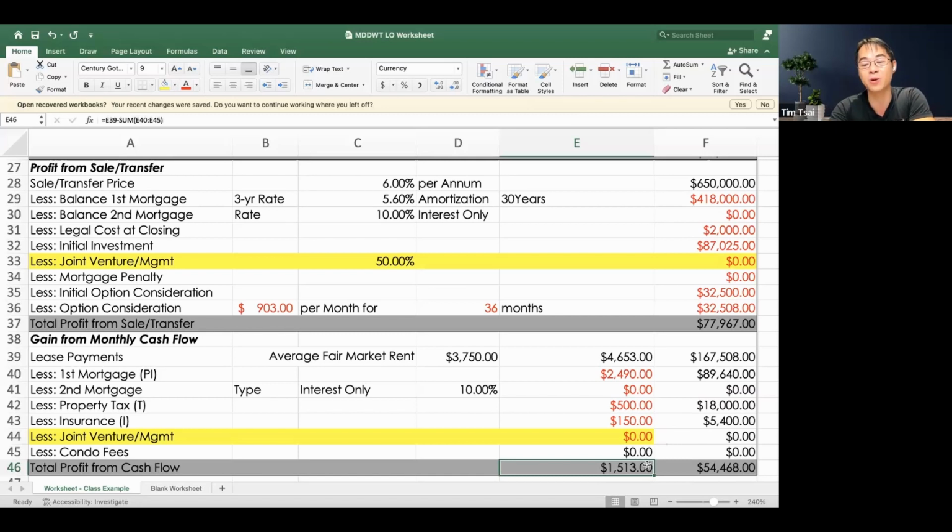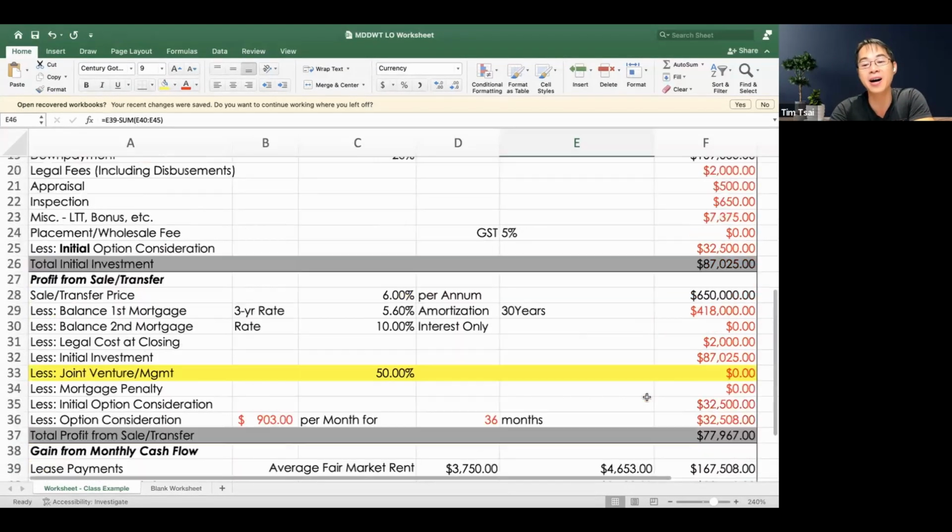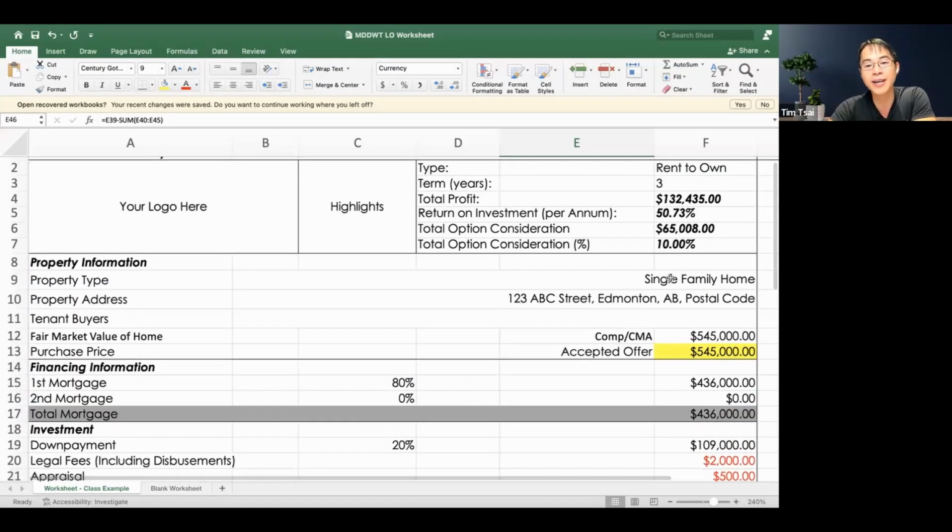You can look at these numbers and now go all the way back up and go, whew, look at that. 3-year deal. By just changing the market, changing a couple of numbers, the total profit nearly doubled, okay? And your return on investment is now 50.73% on average on an annual basis. And your tenant buyer is still successfully purchasing the property. So I want you to really think about that, okay?